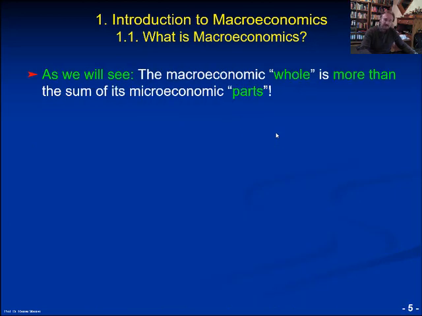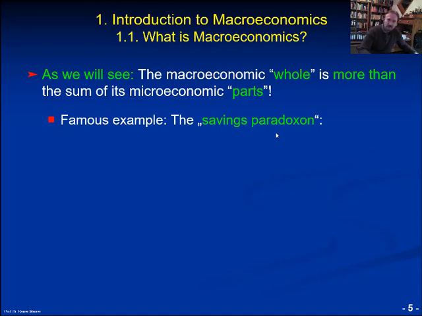As we will see, this is necessary because the macroeconomic whole is very often more than the sum of its microeconomic parts. A quite well-known example why this is the case is the so-called savings paradox. The savings paradox is one example that shows us that we would not get the correct macroeconomic results if we simply add up the microeconomic results.